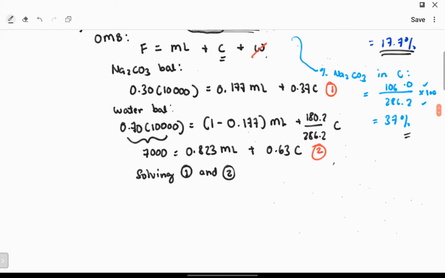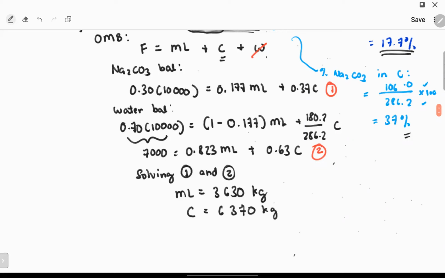So your mother liquor will be 3,630 kilogram, and your crop will be 6,370 kilogram. And yun naman yung tanong sa problem. Ilan daw yung ating yield ng crop, which is therefore ang answer. So the yield of crop is this. So this is the final answer. And of course, if you're going to check, the total of ML and C should equal the amount of F, which is 10,000 kilogram.